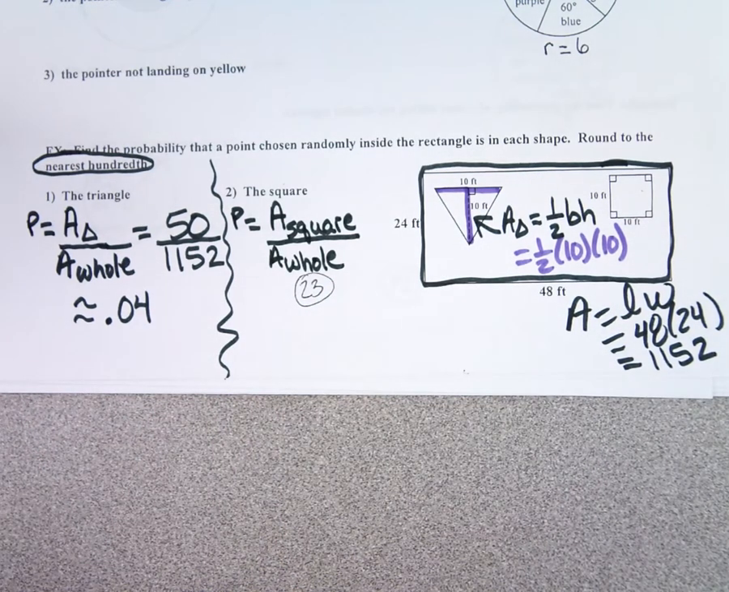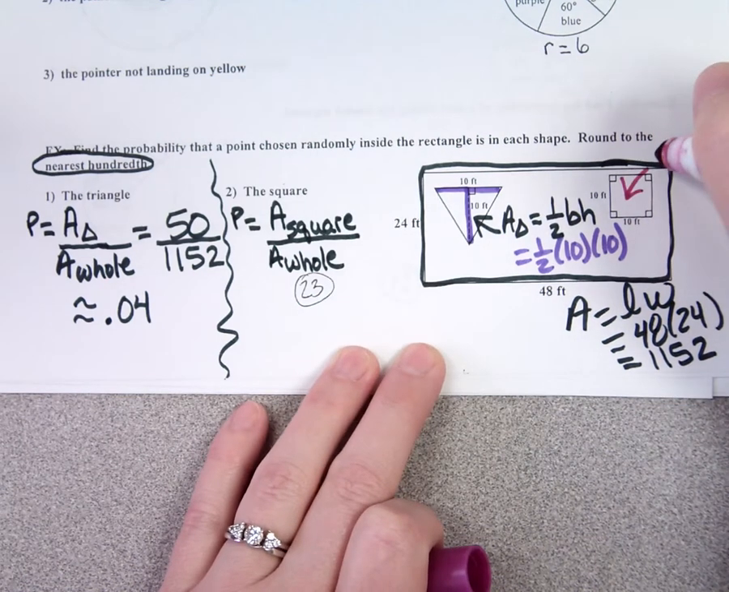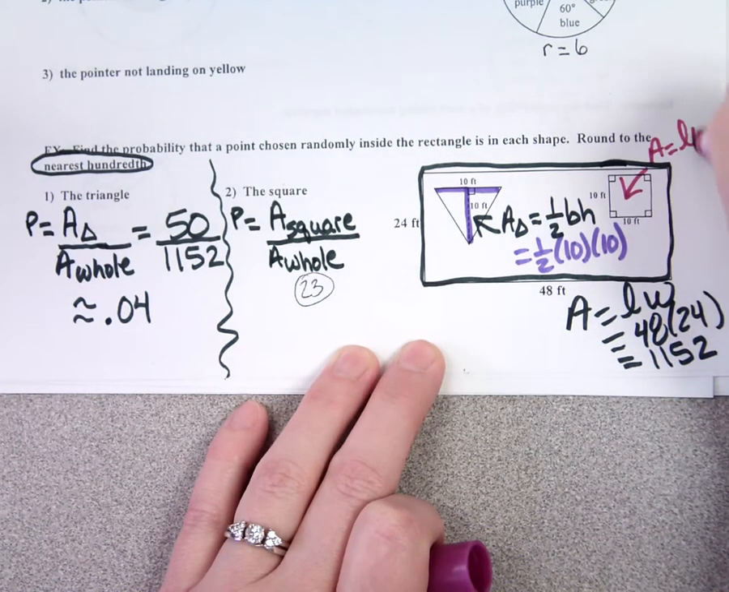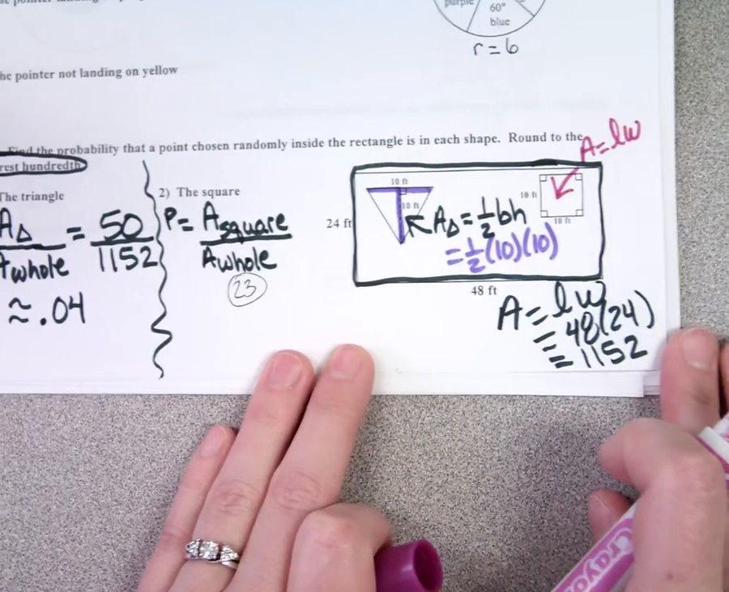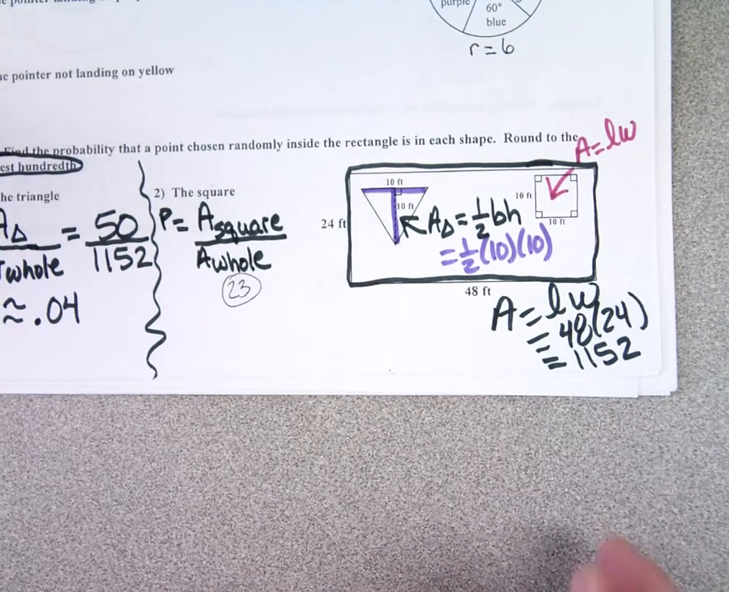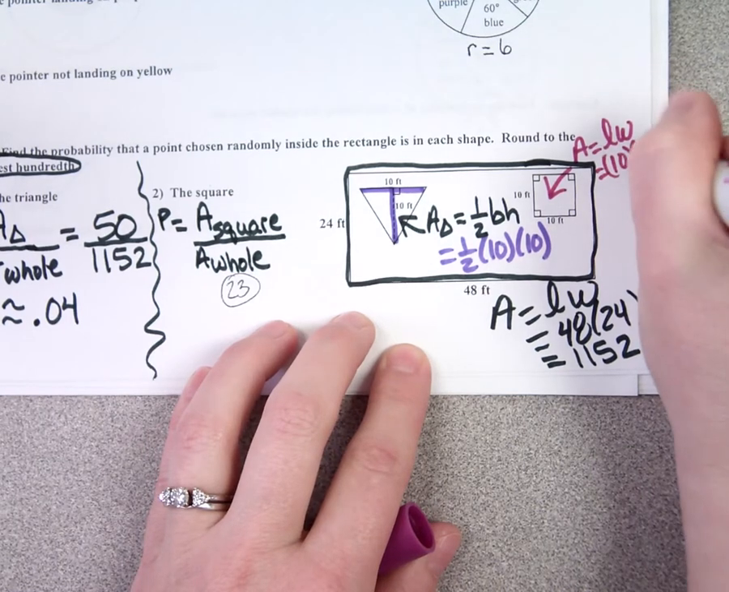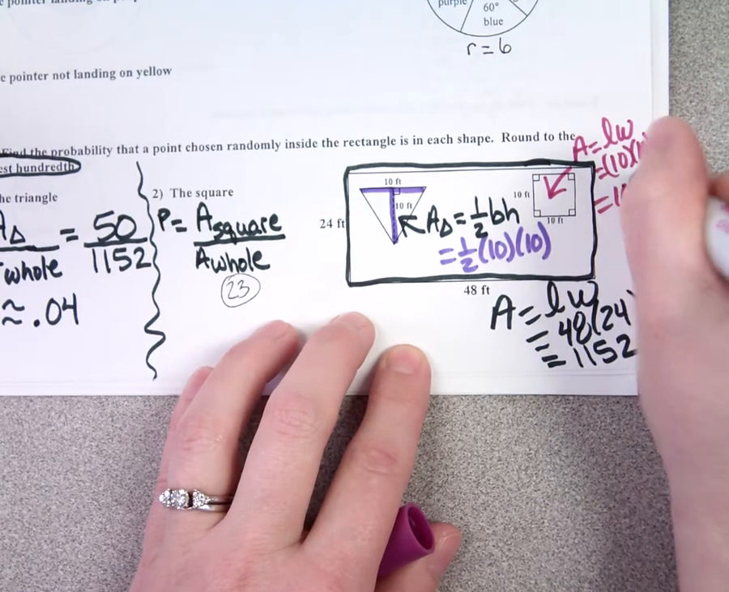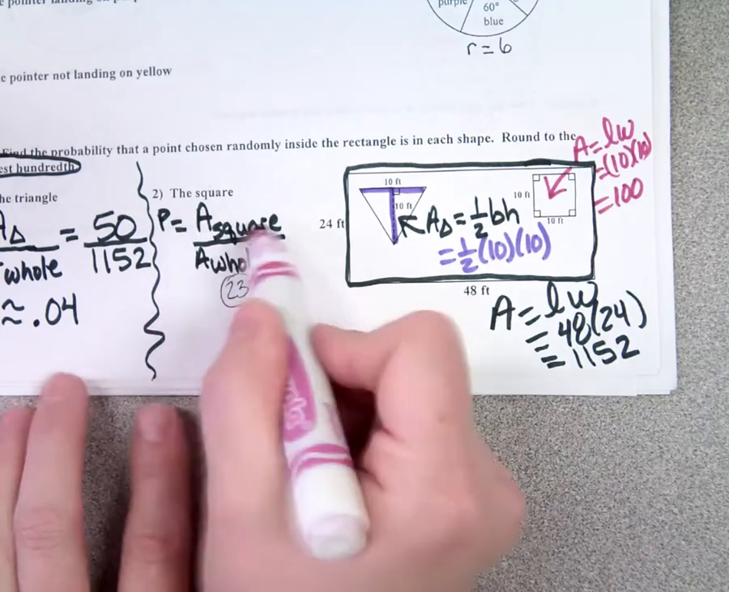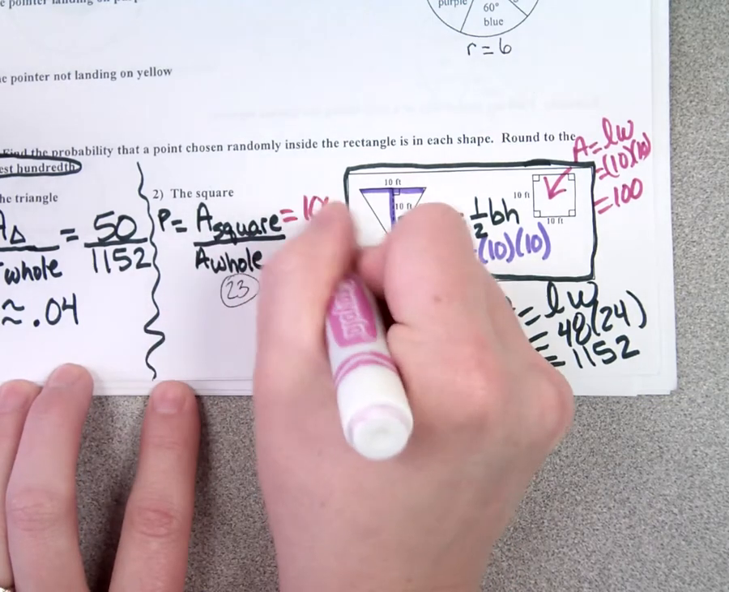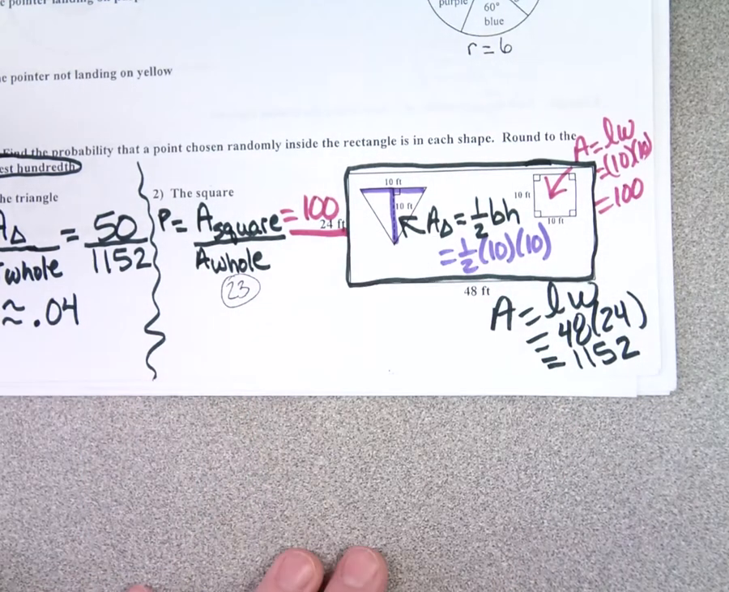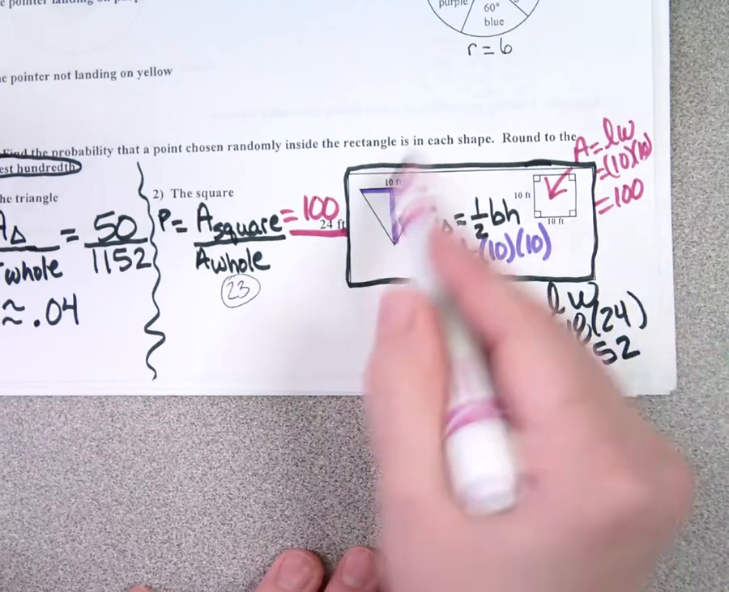Okay, how do you find area of a square? Length times width, base times height. So what would it be? 100. Your length is 10, your width is 10, and 10 times 10 does make 100. So the probability of my dart landing in the square is 100 out of, what was the total area again for the whole shape?